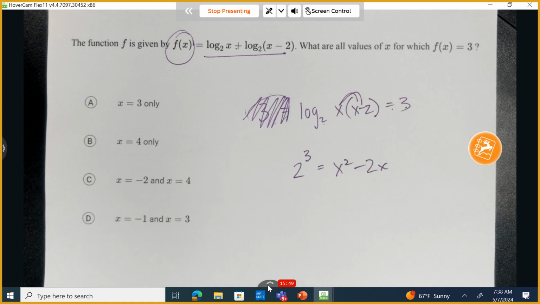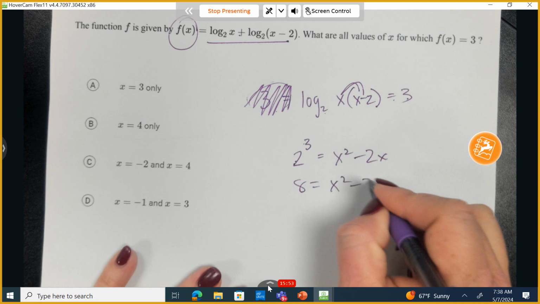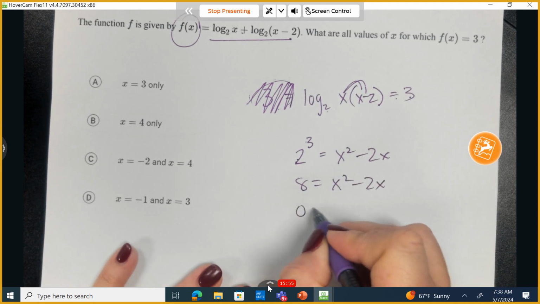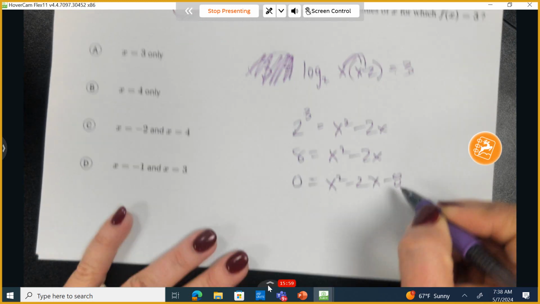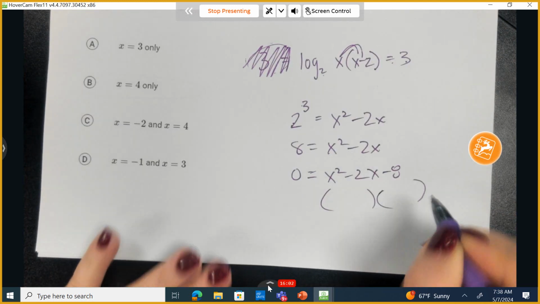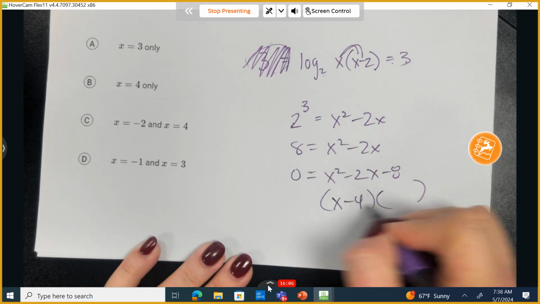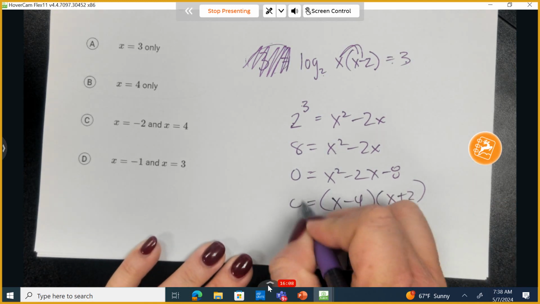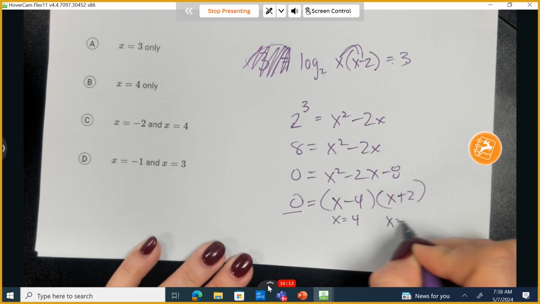I just expanded that. Now, I know 2 times 2 times 2, 3 times, is 8. I'm going to move 8 to the opposite side, so there's nothing left on the left-hand side. And when it moves over, it's a negative 8. What does this factor into? x minus 4 and x plus 2. When I set each equal to 0, I get answers of 4 and negative 2.